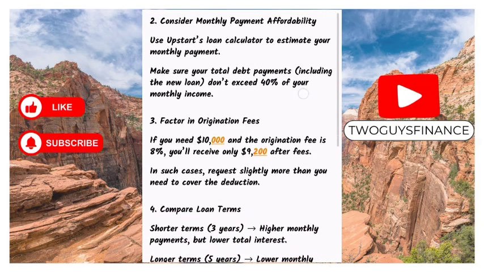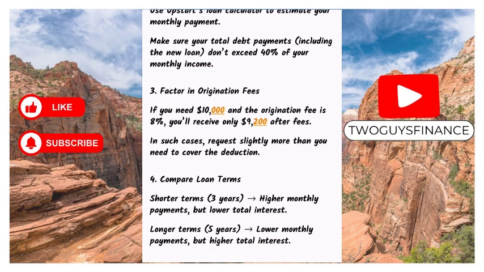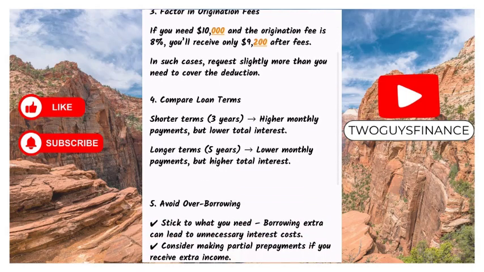Next, you got to factor in the origination fee. If you need a $10,000 loan and the origination fee is 8%, you're only going to receive $9,200 after fees. In such cases, request slightly more than you need to cover the deduction. So I would go above $10,000 by a bit, so that it covers the origination fee, and then you get the $10,000.